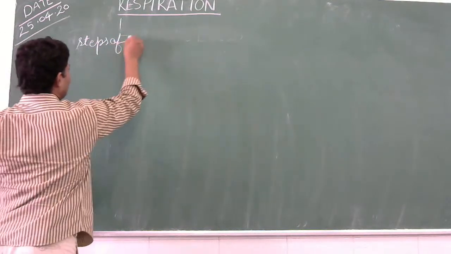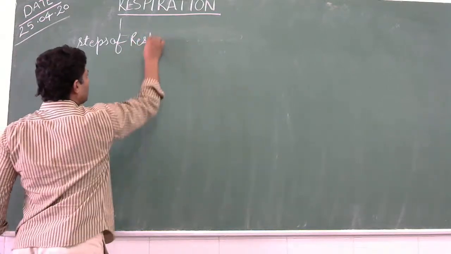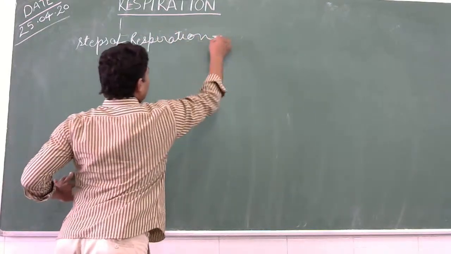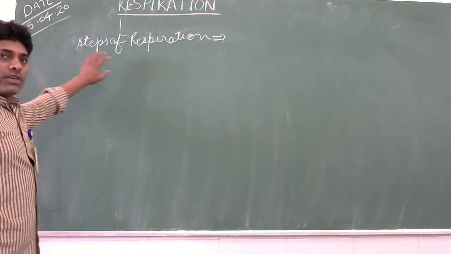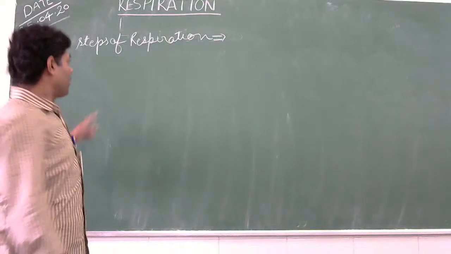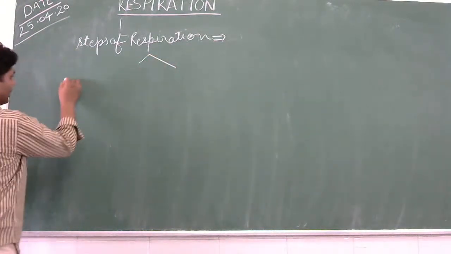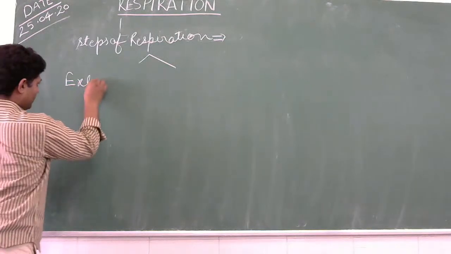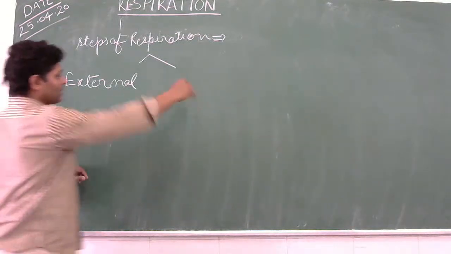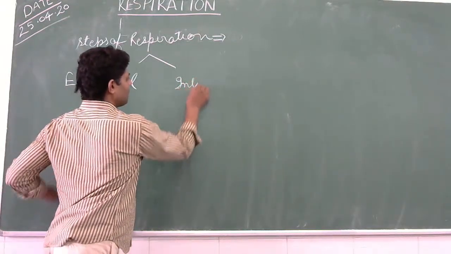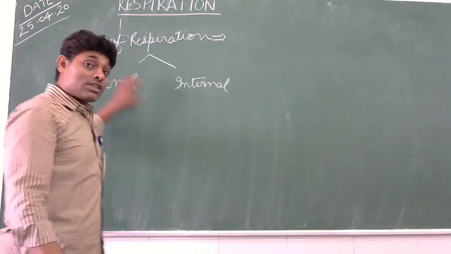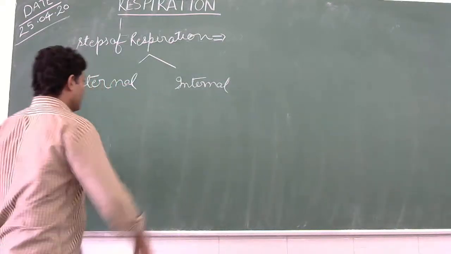Steps of respiration. Basically, there are two types of respiration. It may be external. The first step is external, and the next step is internal. The external step is also known as breathing.